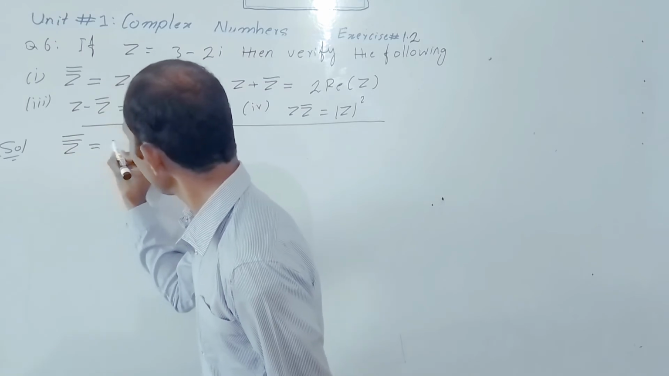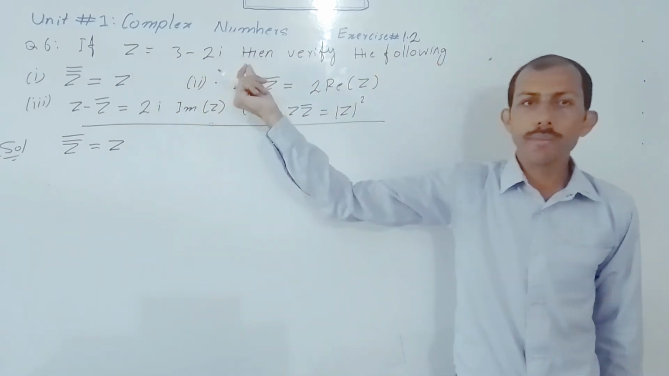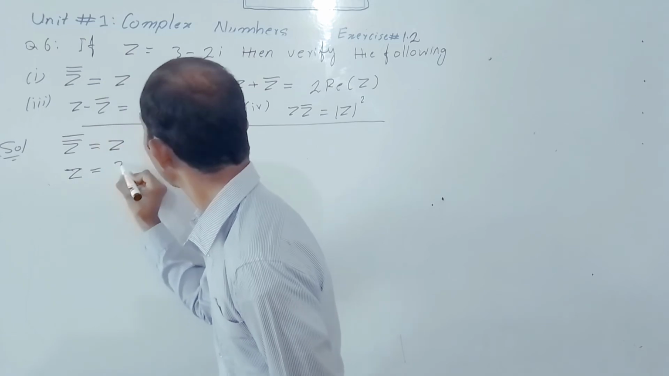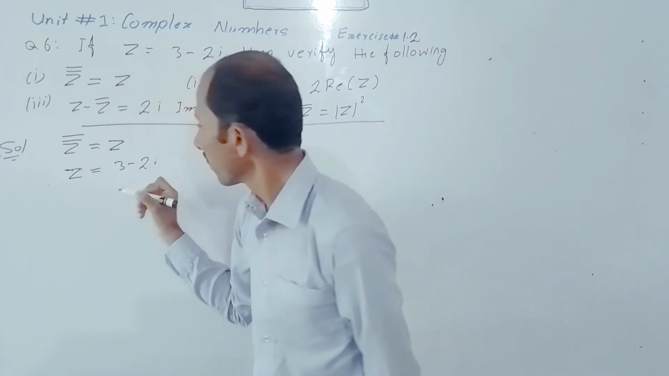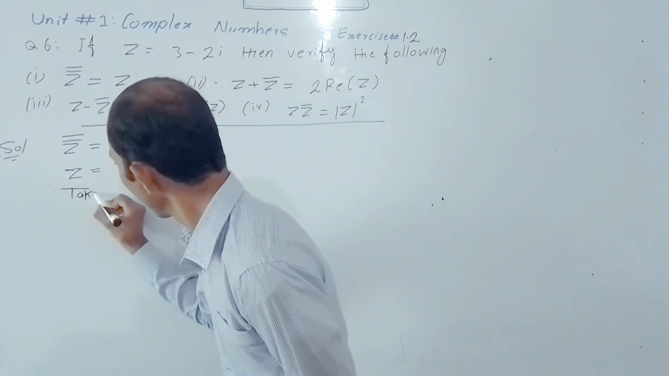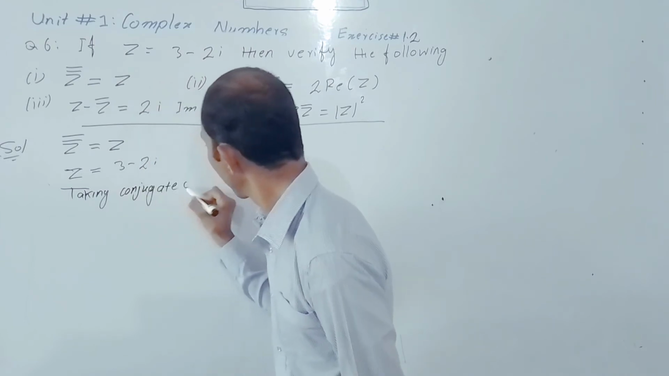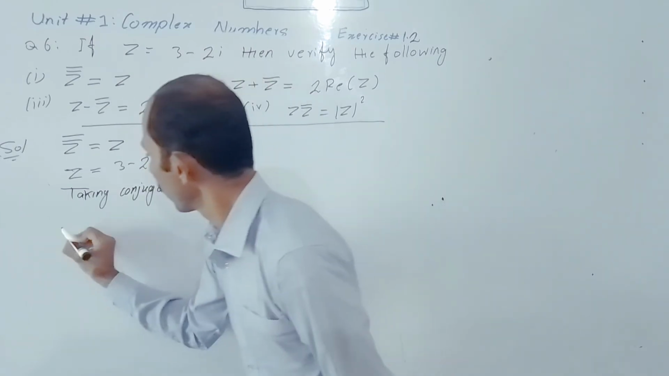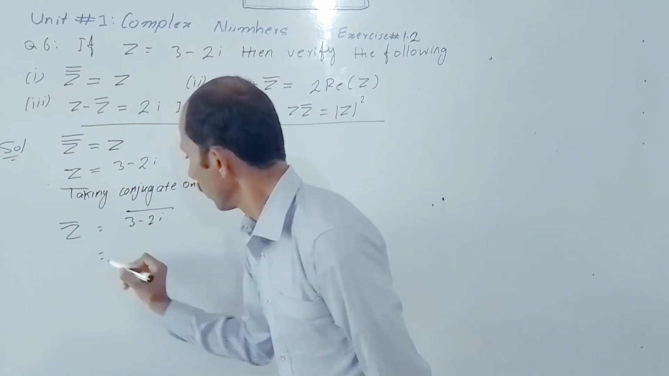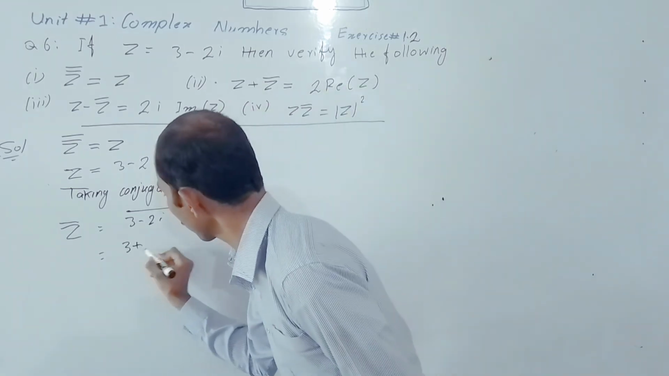Part 1: z double conjugate is equal to z. Since z is equal to 3 minus 2i, given, taking conjugate on both sides, so z conjugate is equal to the conjugate of 3 minus 2i, which can also be written in the form of 3 plus 2i.